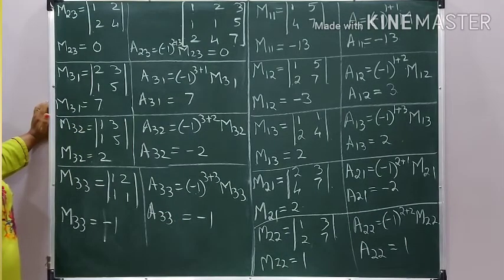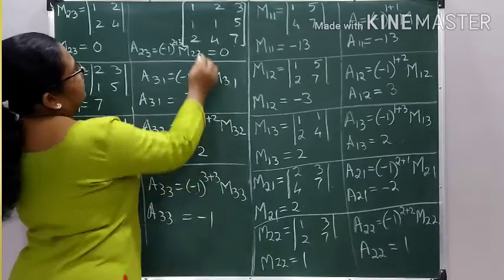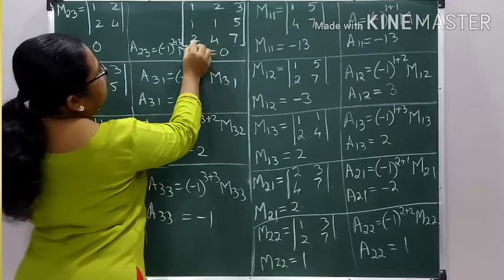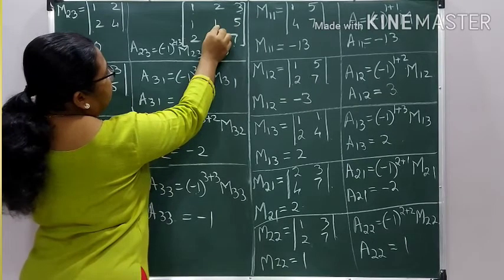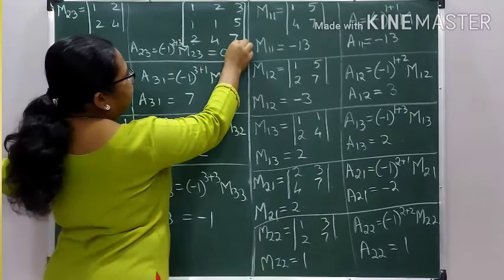So here you can see what has happened. We have found out all the minors and all the cofactors. Now all these minors and cofactors you have to write in the cofactor matrix form. You can see the minors and the cofactors. Here 1 1, even power. Here 1 3, even power. Here you have 2 2, even power. Here you have 3 1, even power. Here you have 3 3.